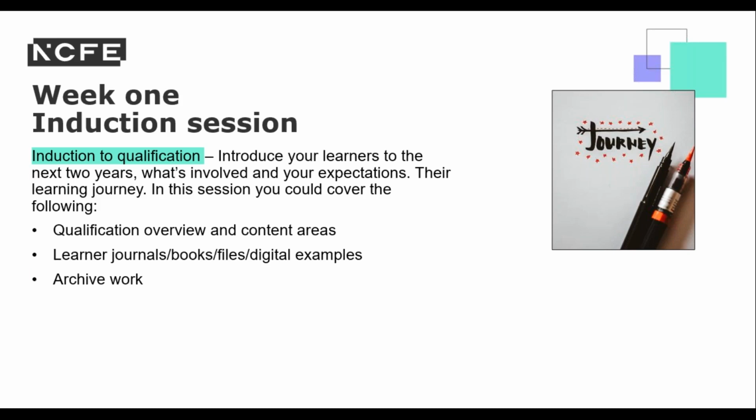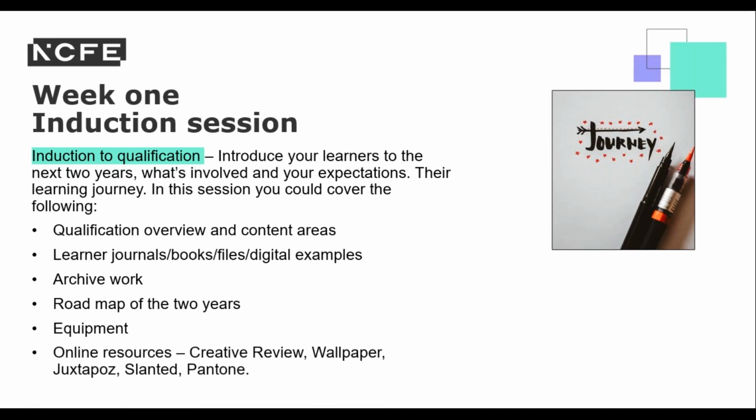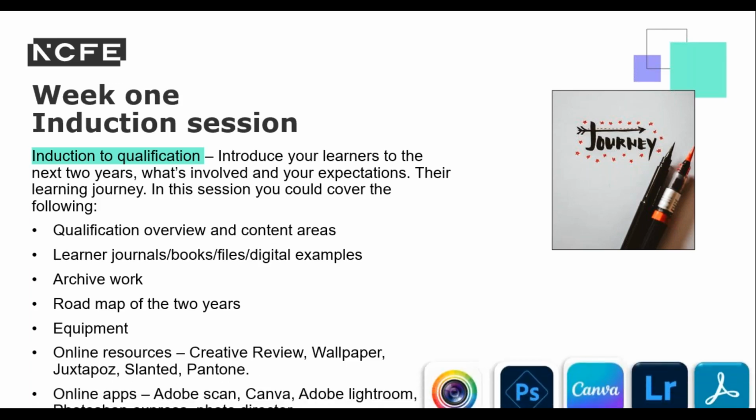Archive work, this could be GCSE examples if you don't have any V-Cert examples at this point. Show a visual roadmap of the qualification, giving that overview visually. Equipment needed or what equipment your school has. Online resources and websites. Online apps that your learners could use alongside their work.